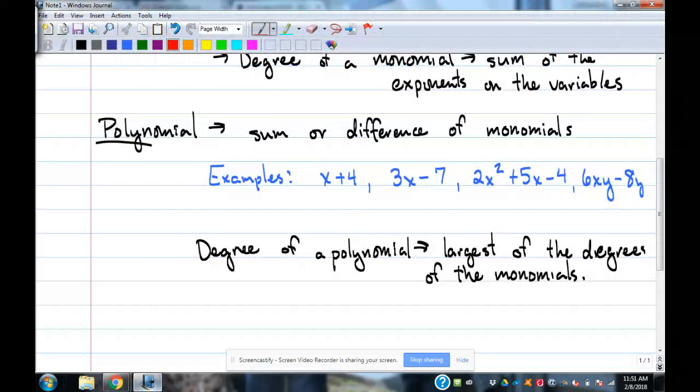Back to it. All right, so when we look at this example here, what's the degree of X? One. What's the degree of 4? Four. No. Zero, because there's no variables. Remember, degree of a monomial only deals with variables. So the degree of this is 1, the degree of that is 0. Which one's bigger? The 1. So the degree of that polynomial, x plus 4, is 1.